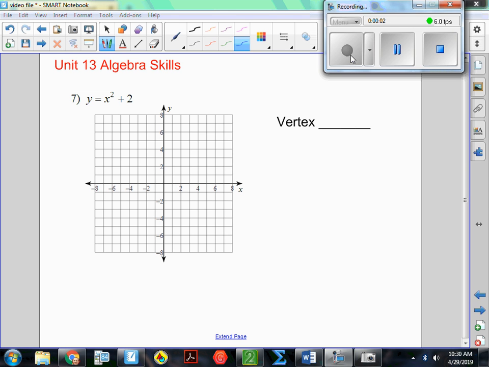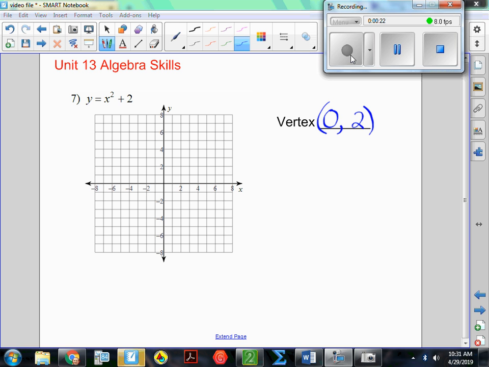Okay, number 7 on the algebra skills worksheet. I'm going to start by identifying the vertex. It says x squared plus 2. Since there's no parentheses around the x, that means there's no horizontal shift. The 2 at the end means that I'm shifting it up 2. So x squared plus 2. My vertex is (0, 2).